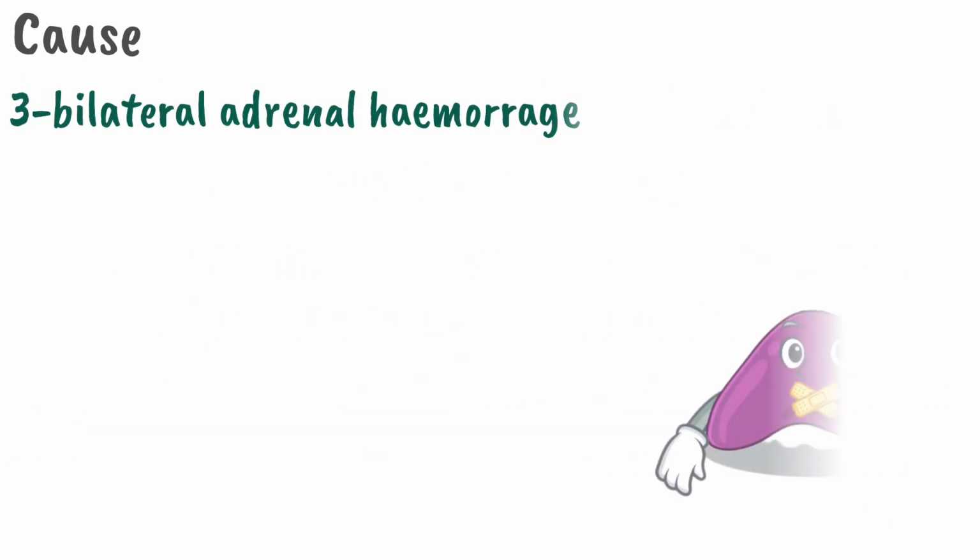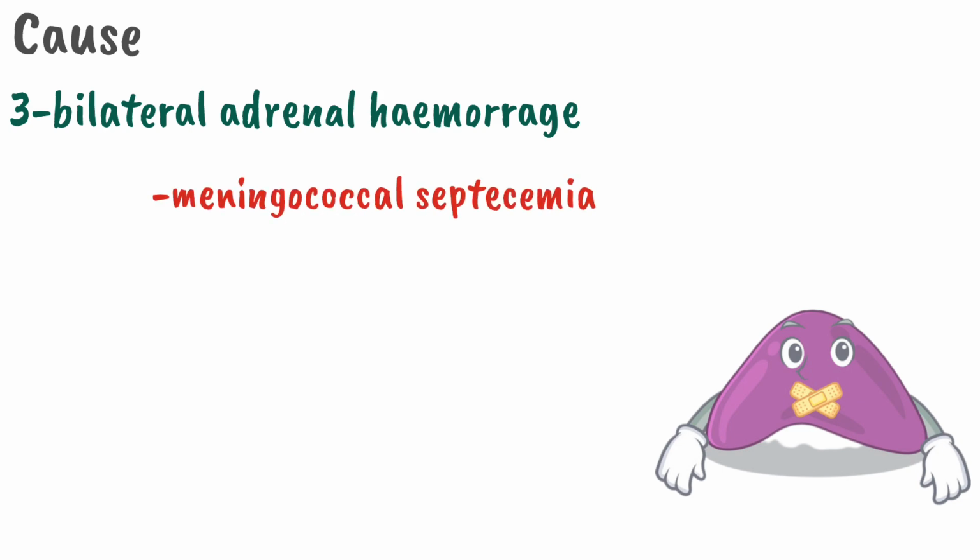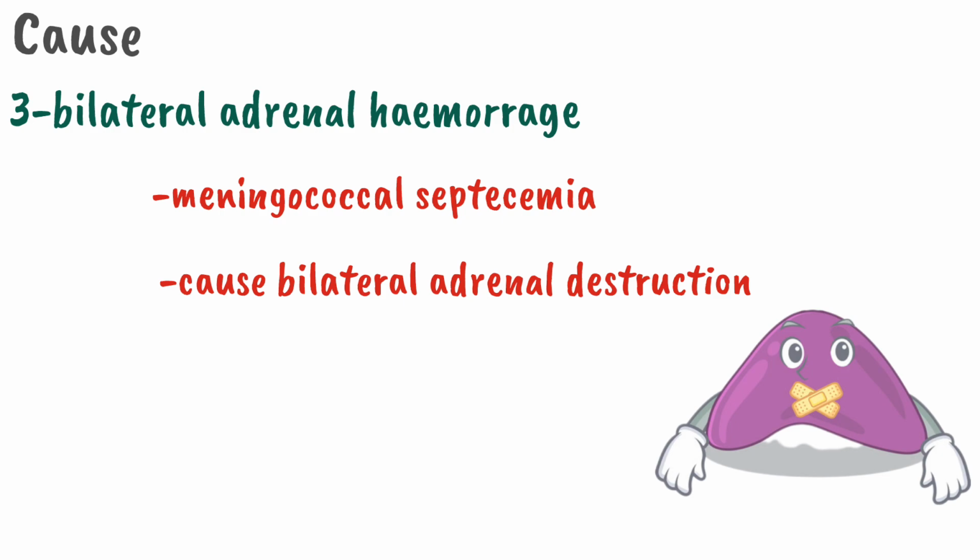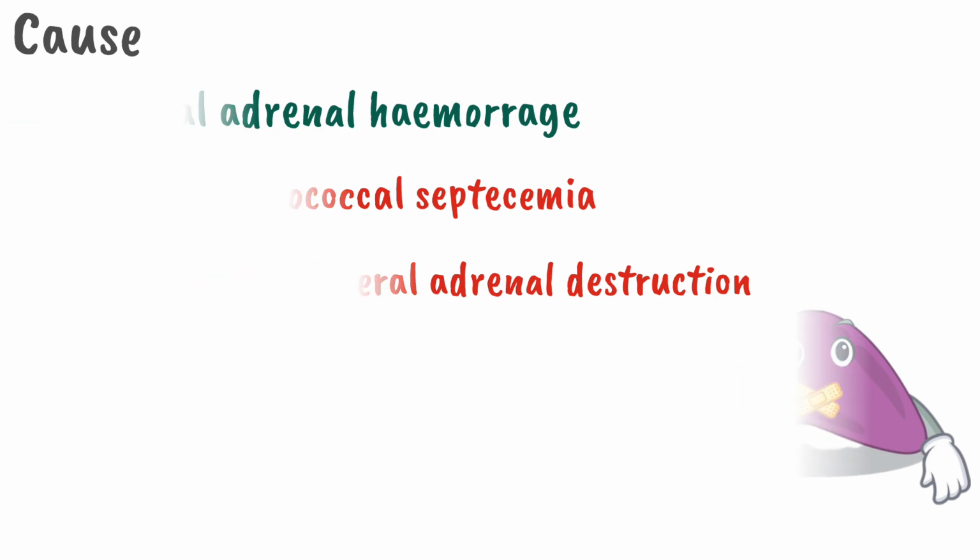The third one is bilateral adrenal hemorrhage, meaning when a patient develops meningococcal septicemia. In this condition, the patient has a bilateral adrenal hemorrhage which will lead to the destruction of the adrenal gland. So the adrenal gland will fail to produce cortisol and the patient presents with an adrenal crisis. So it was all about the adrenal pathology which will lead to adrenal crisis.